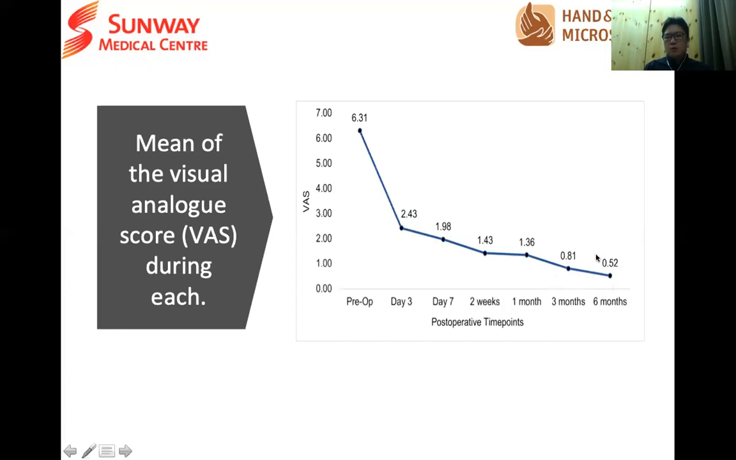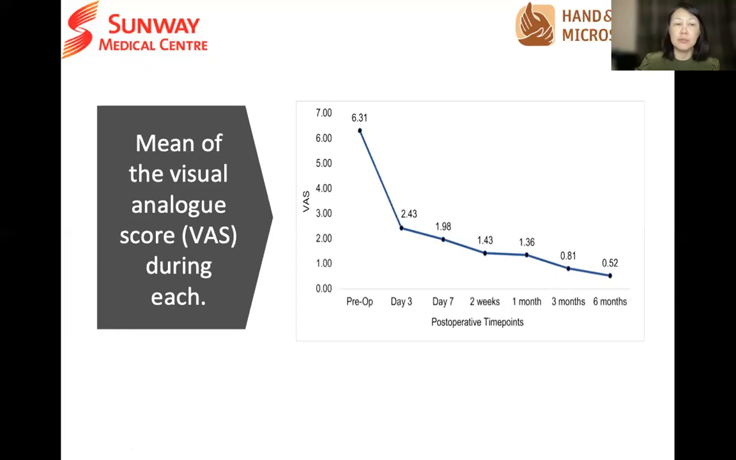And this 0.52 is actually of one patient, not from the pain over the wrist, but pain over the arm, because that was the second or third patient of mine in the series where we have some problems with the tourniquet rather than the surgery itself. So the pain is mainly due to tourniquet rather than the surgical technique.